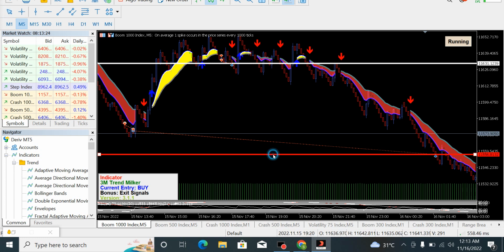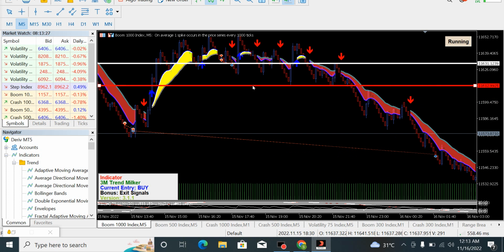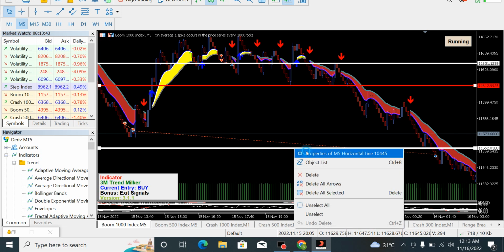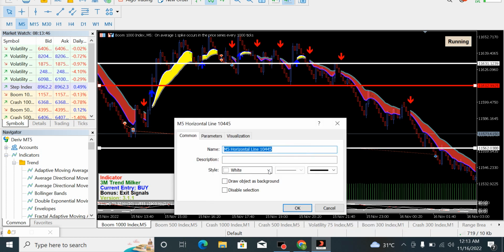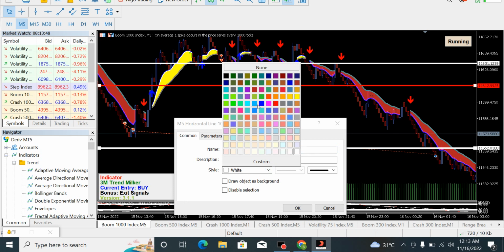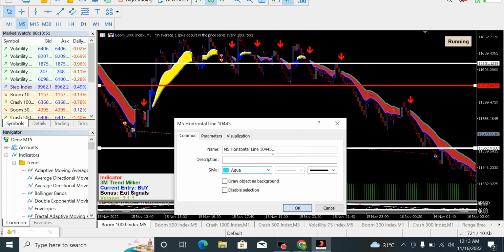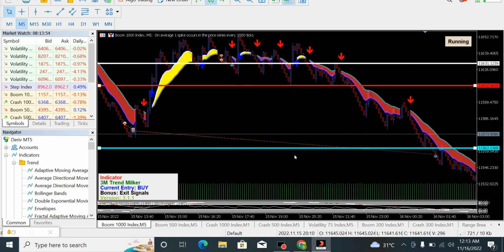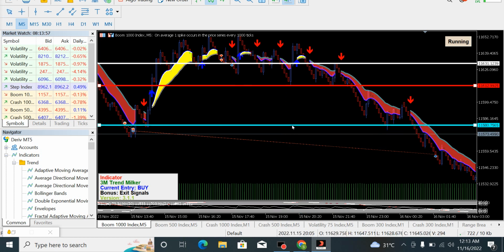So let's say this is a minor support zone. Right here is a minor support zone. Then I expect you to put your take profit just before the support zone. So I'm going to introduce another horizontal line. Let me change the color to magenta, or probably let me change it to blue. Let me use aqua blue. This is beautiful. This is going to stand for our take profit. Remember, the white horizontal line is our entry point.